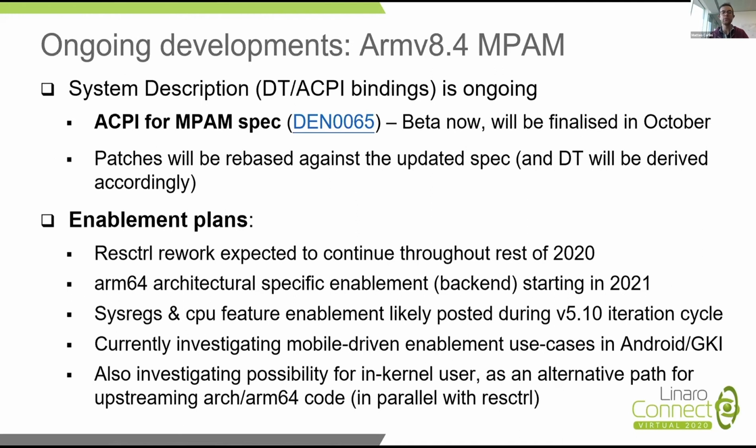The development plan: we are mid to end of September now, and we are expecting to continue the rework of the resource control interface throughout all the rest of 2020. So really making the interface multi-architecture. There are tens and tens of patches that are about to be posted on the mailing list in the next cycles, actually in the upcoming 5.10 iteration. The Arm64 specific backend, the architectural enablement, is expected to land on the list starting from 5.11, once we manage to upstream the resource control reworks.